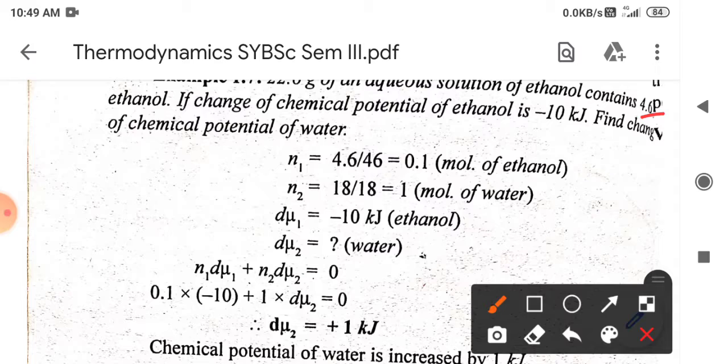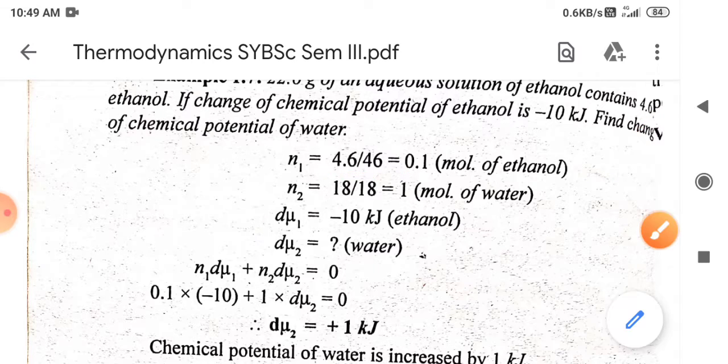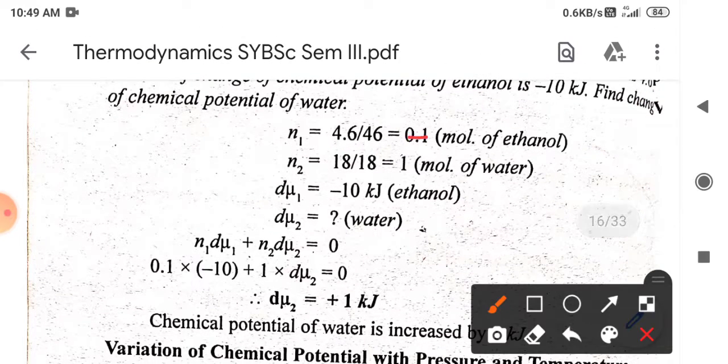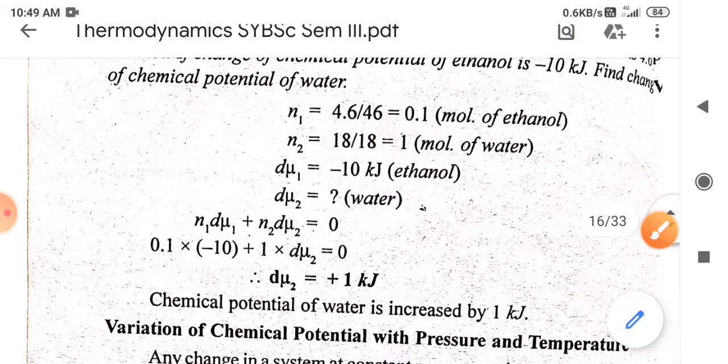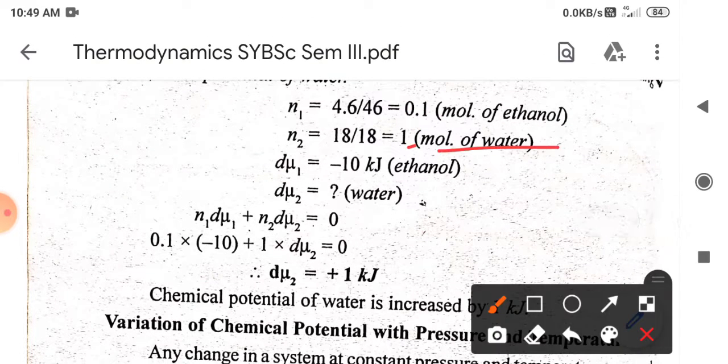How much remaining? So that is around 18 gram. Now we need to find out the number of moles. How will you find out that number of moles? For that we will require the mass upon molar mass. So we have been given 4.6 gram of ethanol, and the molar mass of ethanol is 46 gram per mole. So we obtain 0.1 mole of ethanol, and for water it is 18 upon 18, which is 1 mole of water.